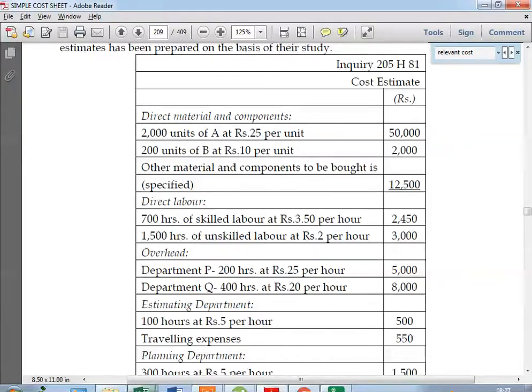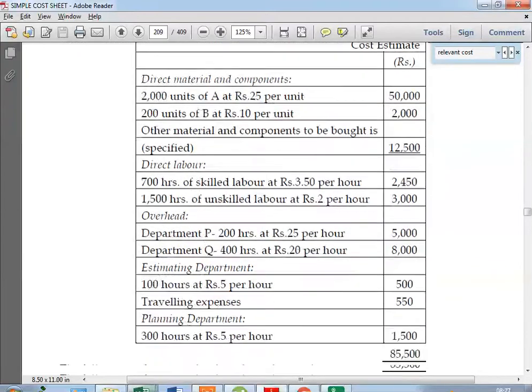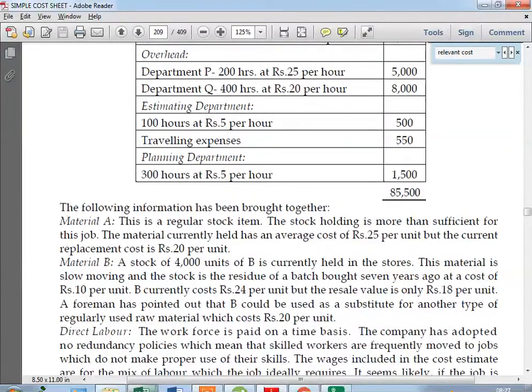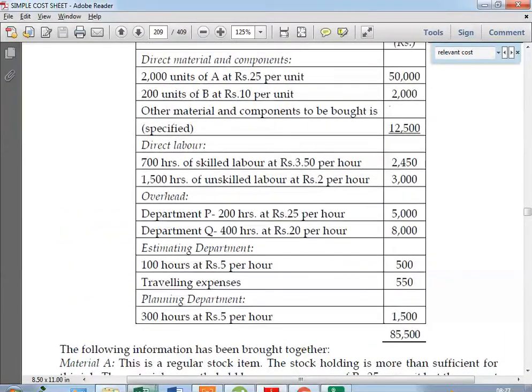Material available, not available? Material available. Fast moving, slow moving? Slow moving. Can be sold? Yes, can be sold at 18 rupees, can be used as a substitute at 20 rupees. Both options, take the higher of the two. Clear? So material B in bracket note 2. The amount is 200 into 20, 4,000. Material B is 4,000.